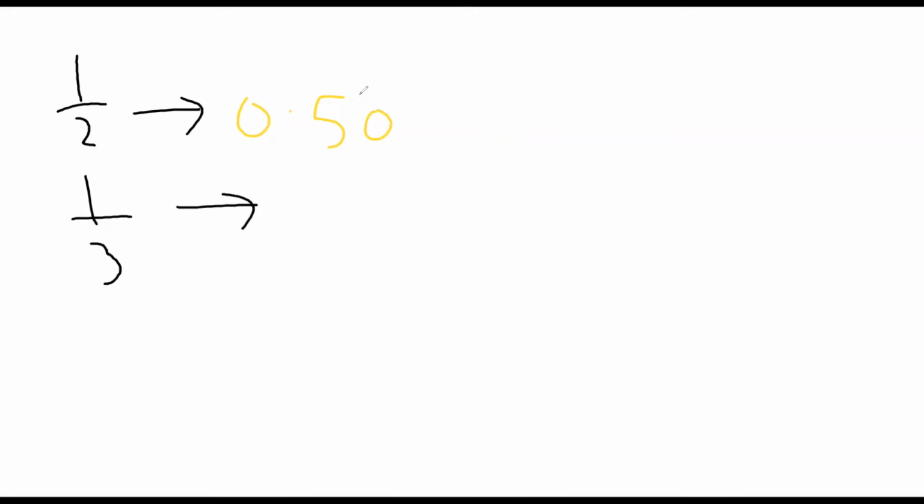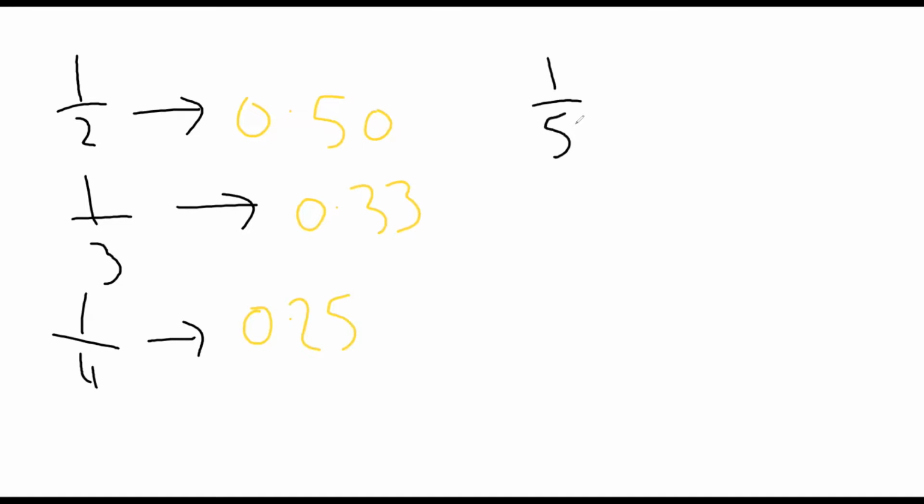I cannot split a dollar evenly over 3 people, but 1/3 of a dollar would be roughly around 33 cents. If I have 1/4, that's the same thing as saying a quarter, or a dollar split over 4 people, which is 25 cents. If I have 1/5, I could think of that as splitting a dollar over 5 people, and that would be 20 cents.